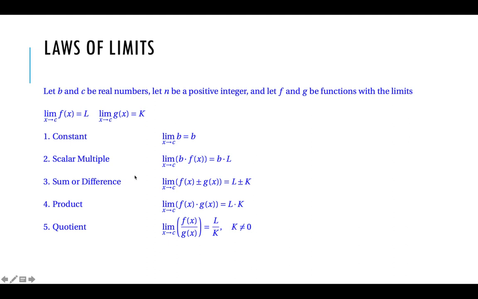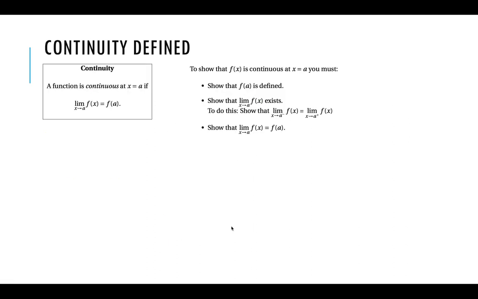If you take the sum or difference of the two functions and you take the limit, it's going to be the sum or difference of the original limits. If you multiply the two functions together and approach the same value C, then it's going to equal the product of the original limits, L times K. And if you do F of X over G of X and you take the limit as X approaches C, you're going to get the quotient of the original limits, L divided by K, where K isn't equal to 0.